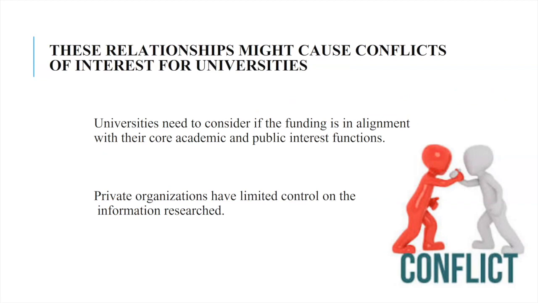This can create a relationship that might cause conflict of interest for universities. The main point is that a university's mission is for the students and the academic perspective it gives. When the research is taking too much importance, it is important to see that a shift of mission can occur and the students could actually be delegated to the second rank in terms of priority. This is why it is also important for universities to consider if the funding is in alignment with their core academic and public interest functions.